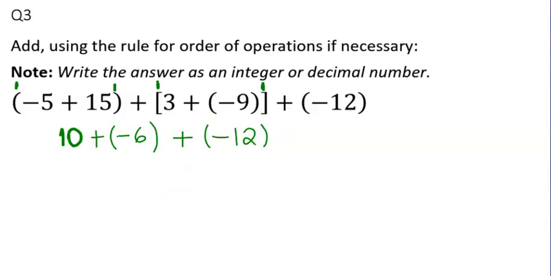Now it's just addition. Then I do from left to right. 10 plus negative 6 is a 4. I subtract, they have different signs, I subtract, keep the sign of the bigger number. Plus negative 12. Here also I'm adding different signs. Then I subtract the 2 numbers. I get 8, but I keep the sign of the bigger one. So then my answer is negative 8.